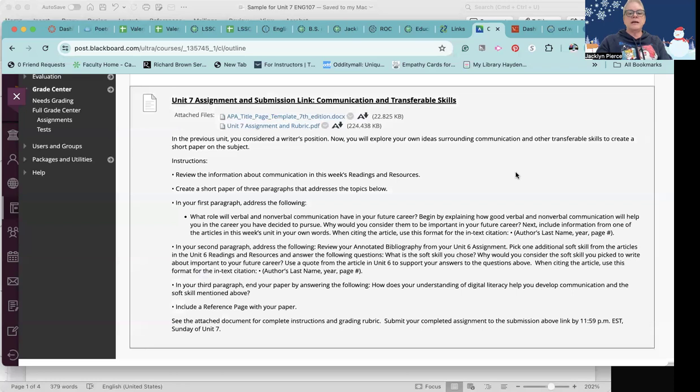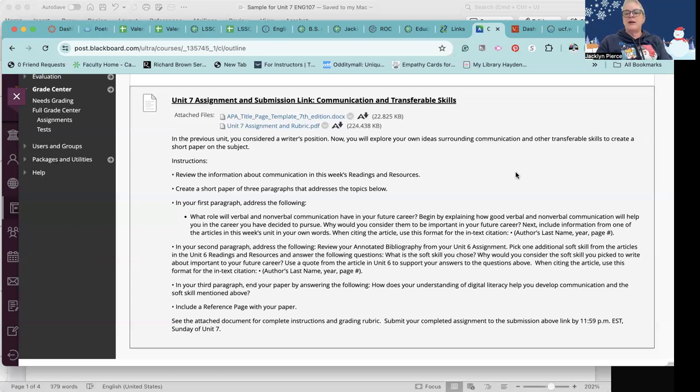And you're going to end up creating a short paper of 3 paragraphs. So you've written one of those before. These paragraphs are going to be a little bit longer than they were required to be the last time. So you've got 3 paragraphs. In the first one, you will address the following. What role will verbal and nonverbal communication have in your future career? Begin by explaining how good verbal and nonverbal communication will help you in the career you have decided to pursue. Why would you consider them to be important in your future career?